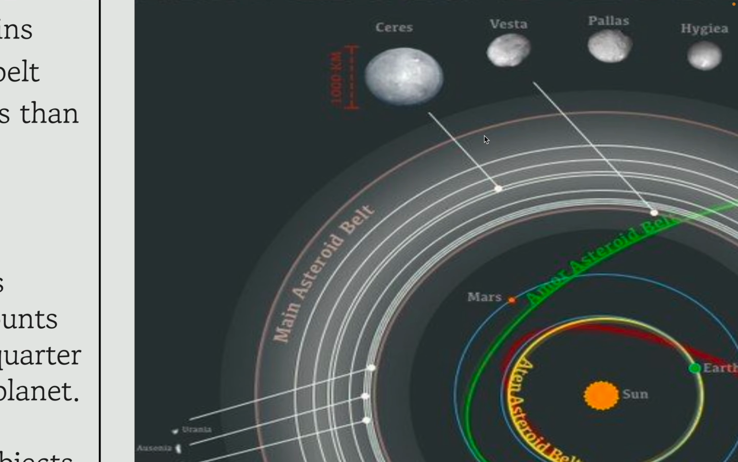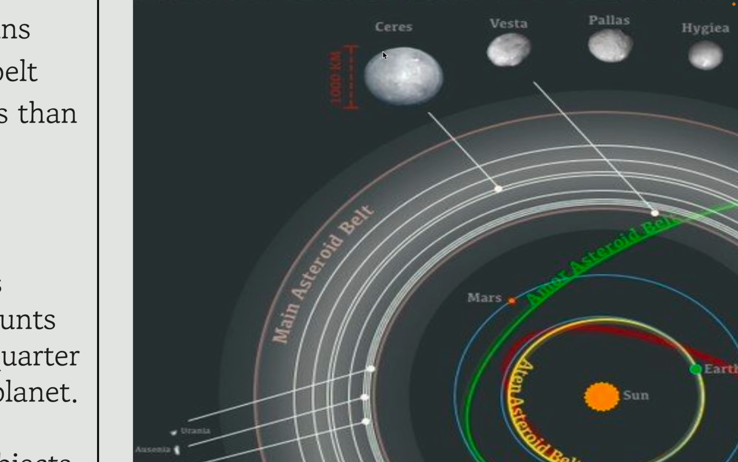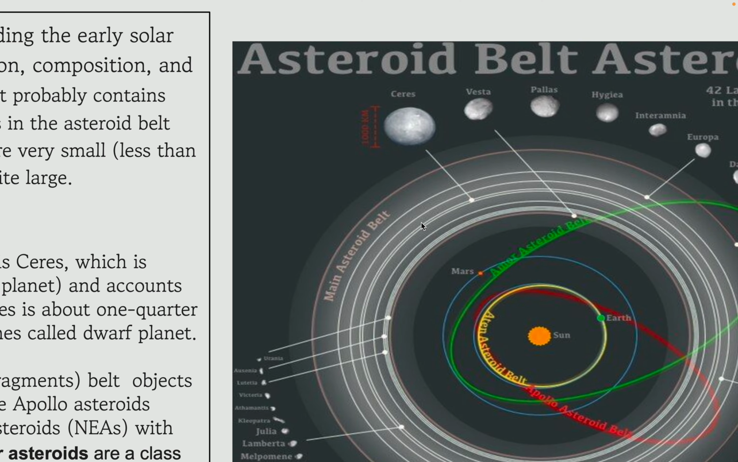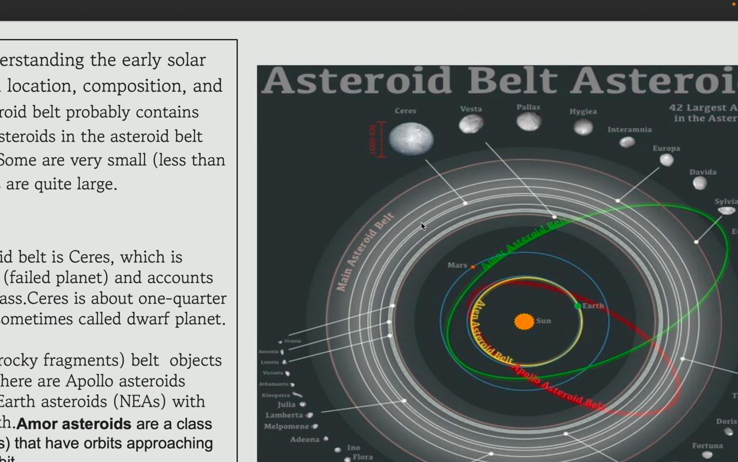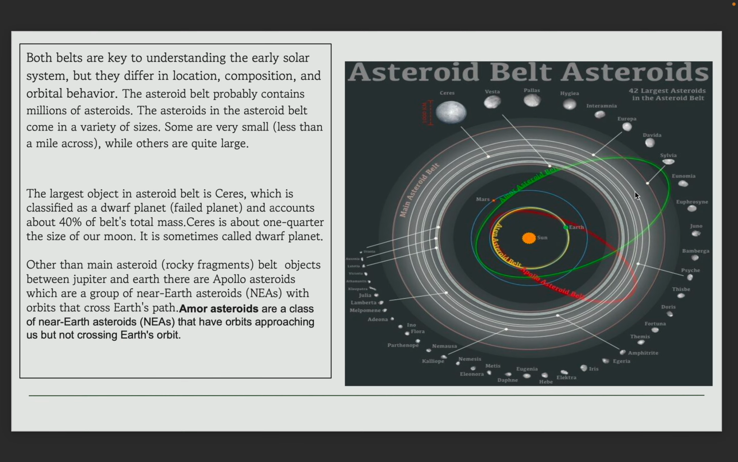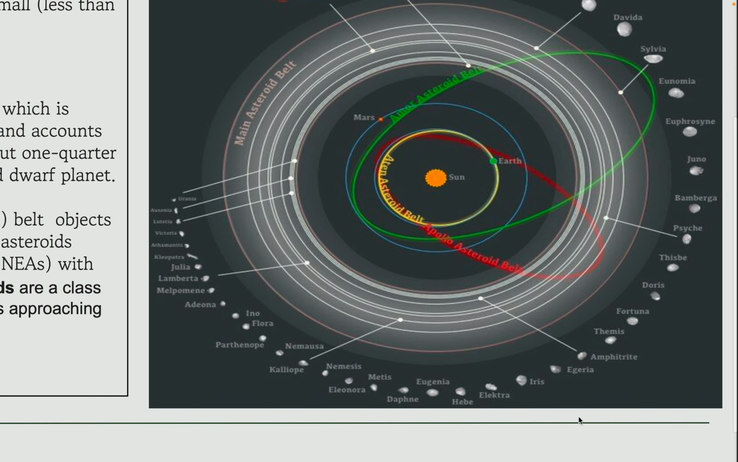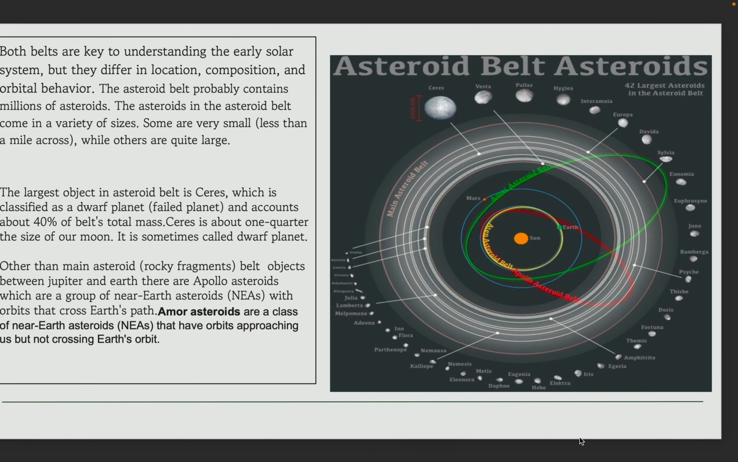Here there is Ceres, which is about 1000 km in diameter. There is Vesta, Pallas, Hygiea, Europa, Davida, etc. Other asteroids have been shown. There's the Juno asteroid, Psyche, Doris, Fortuna, Themis, Iris. Those paths have been shown.